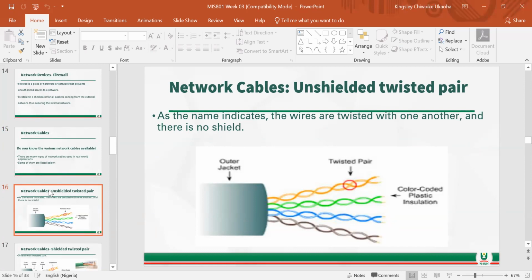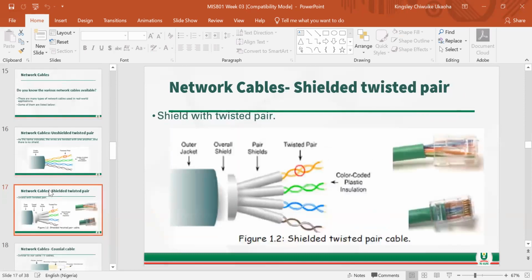Unshielded twisted pair is a form of network cable. And the wires here are twisted with one another, and there's no shield. What we mean by shield is some rubber or plastic that protects this particular wire. It is just left on its own. So this is called unshielded twisted pair. That is the outer jacket. That is the twisted pair. That is the color-coded plastic insulation to protect the wire inside.